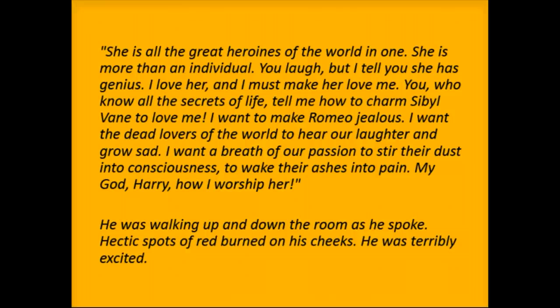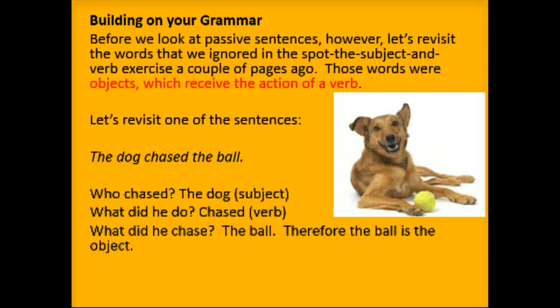He was walking up and down the room as he spoke, hectic spots of red burning on his cheeks. He was terribly excited. So what we can see there is active sentence after active sentence after active sentence, which gives this passion and strength to the feelings. Well, that's quite obvious then, I think, to work out what passive sentences are.